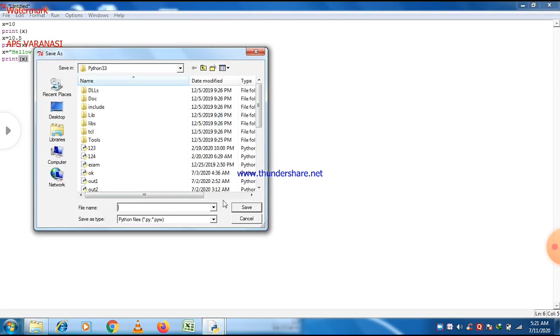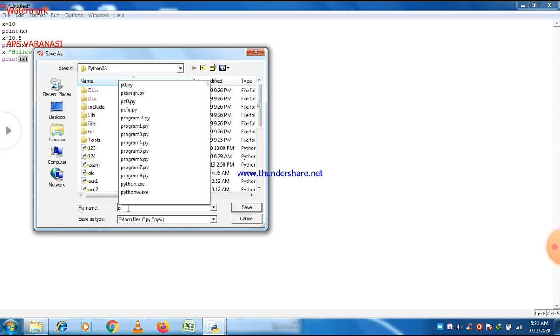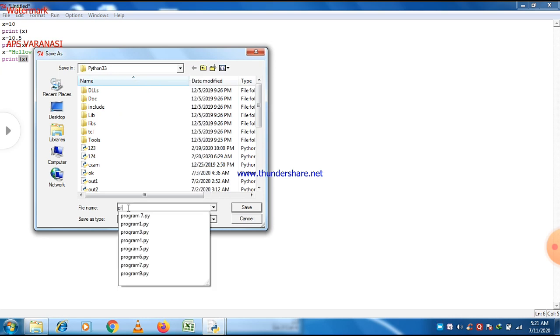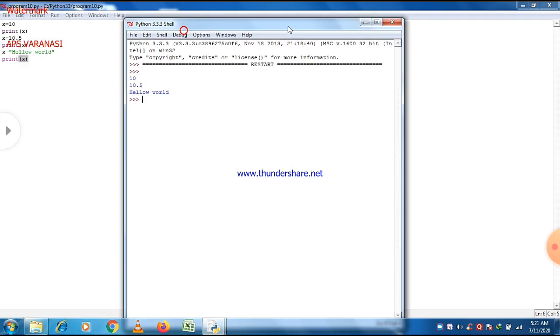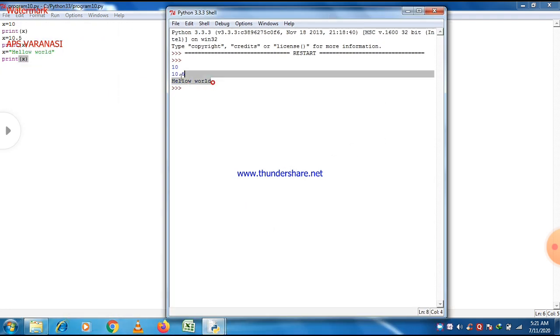You can easily see that the answer is... before execution, save this program, give a name to this program, and mark a symbol.py to save the Python program, and that is the answer: 10, 10.5, and hello world. So x has three different values at three different points of time.